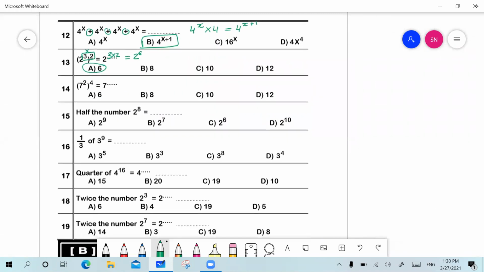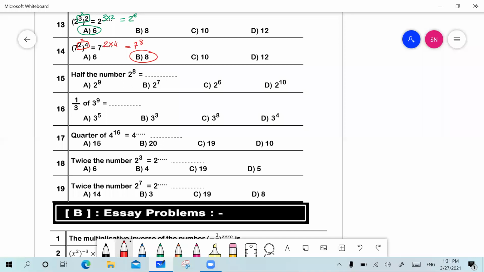Number 14. 7 to the power of 2 all to the power of 4. This is equal to 7 to the power of 8. Again, I have a power and a power. I must multiply them. So it is 7 to the power of 2 times 4, which is equal to 7 to the power of 8. Thank you, dear.